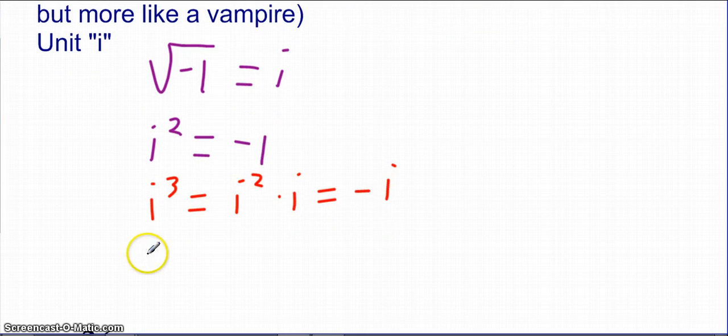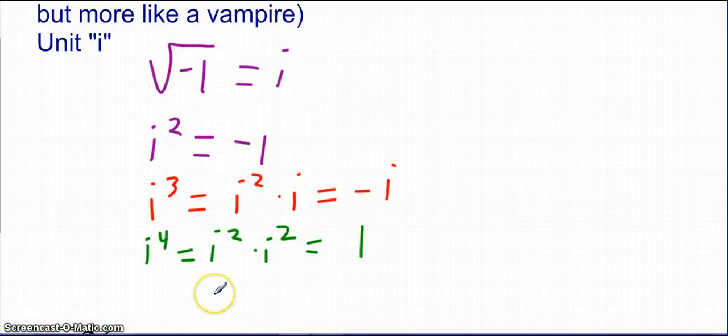And i to the fourth we can think of as i squared times i squared, which would be 1. And then this cycle repeats every power of 4.